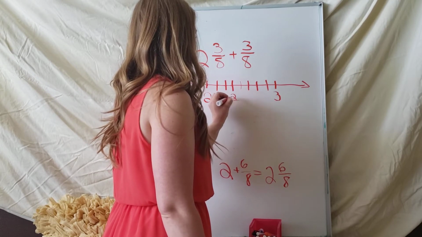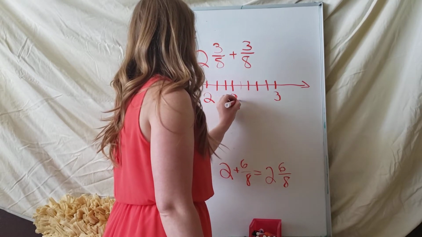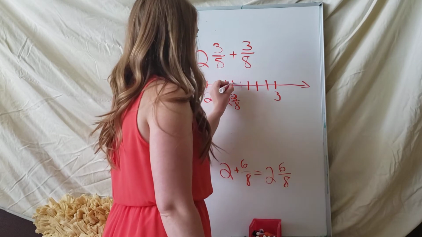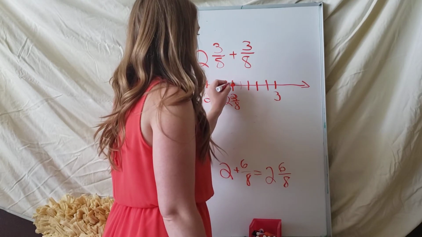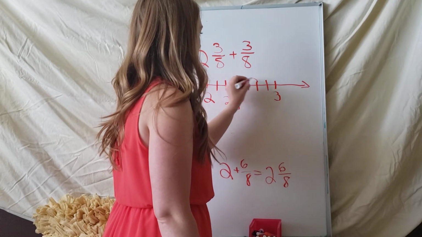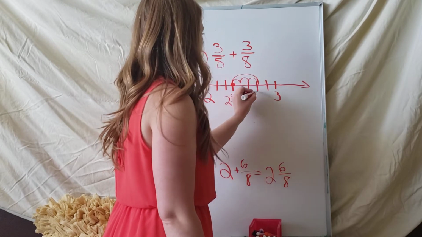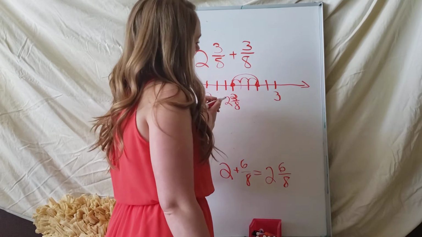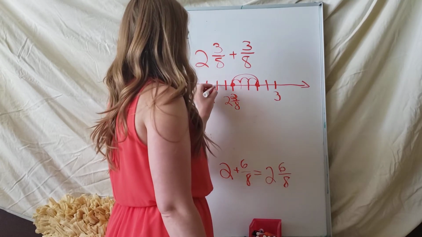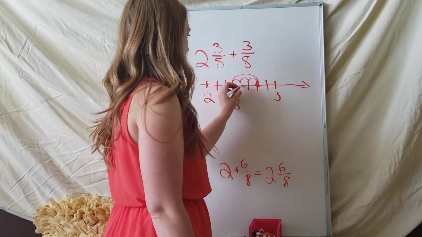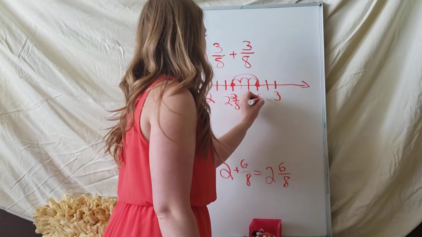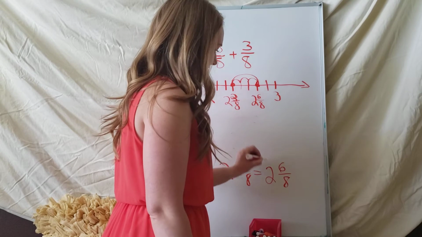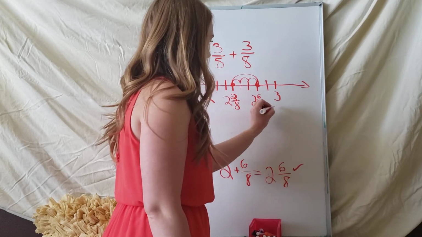2 3/8. And I need to add on 3 more 8s. So I go 1/8, 2/8, 3/8. That gets me right here. But what number is that? That's 2 and 1, 2, 3, 4, 5, 6 eighths. Is that the same number that we got down here? 2 6/8, 2 6/8. It checks out.